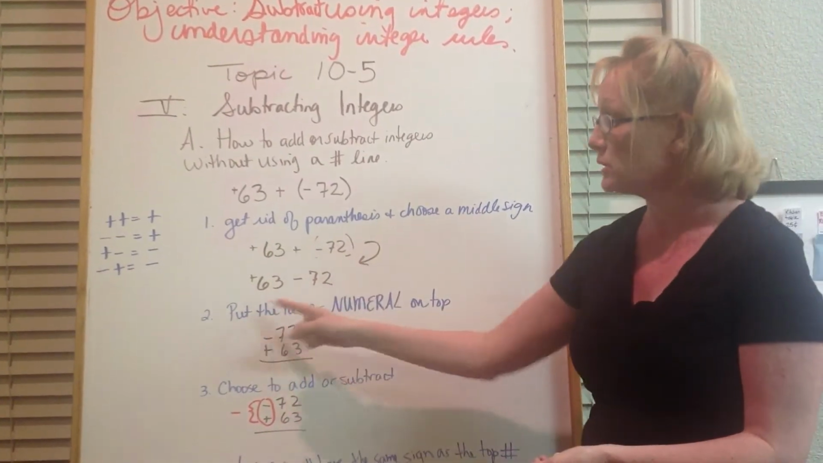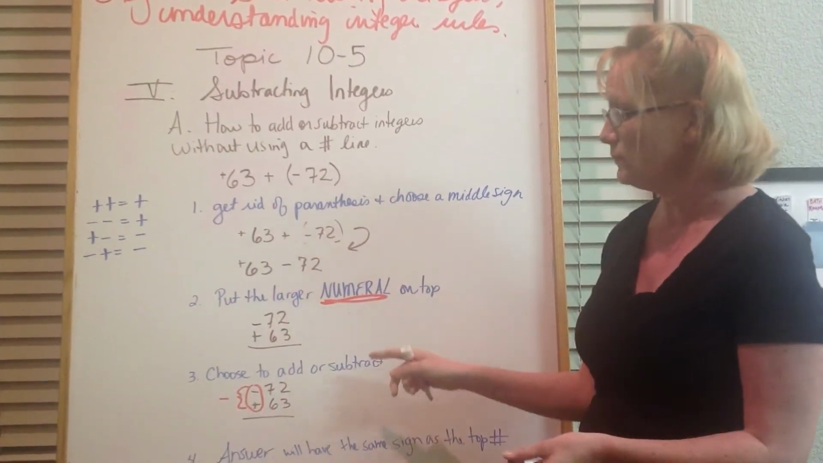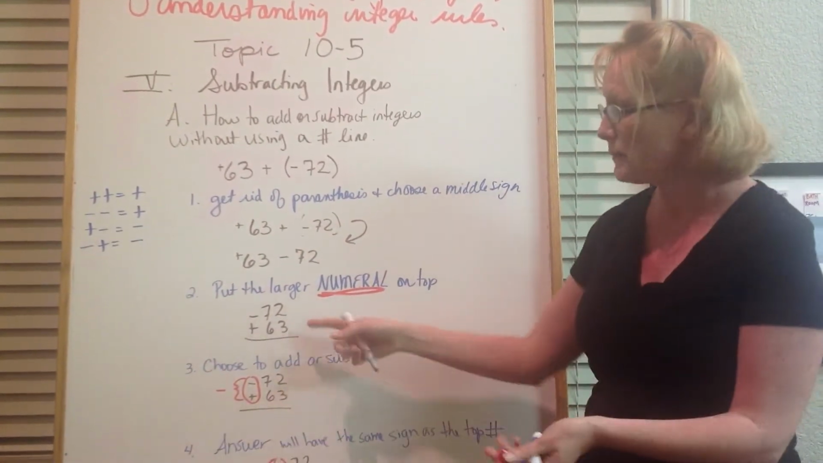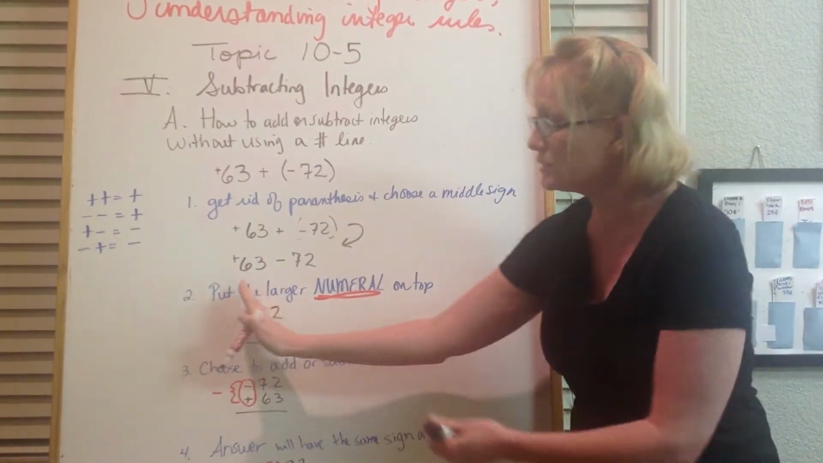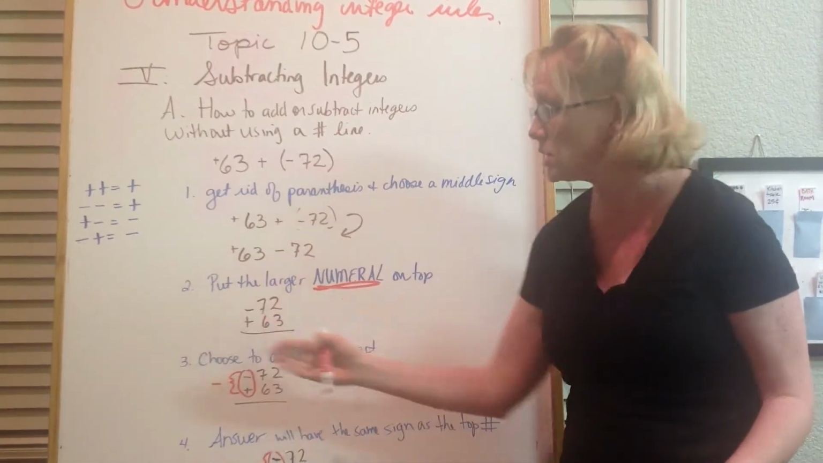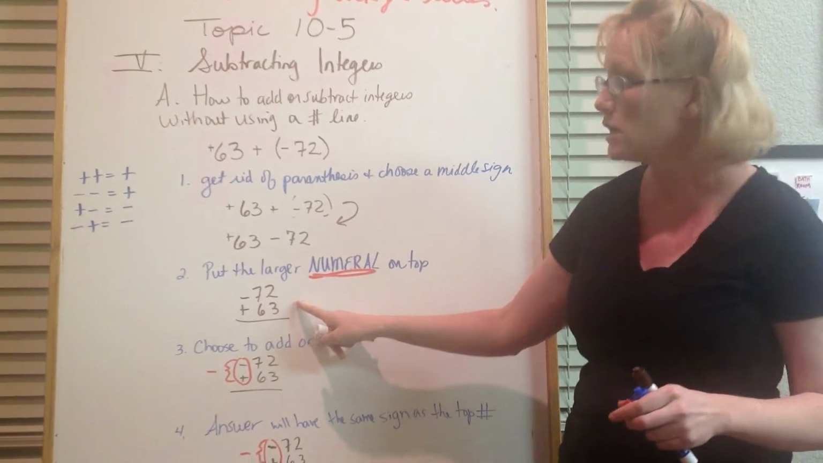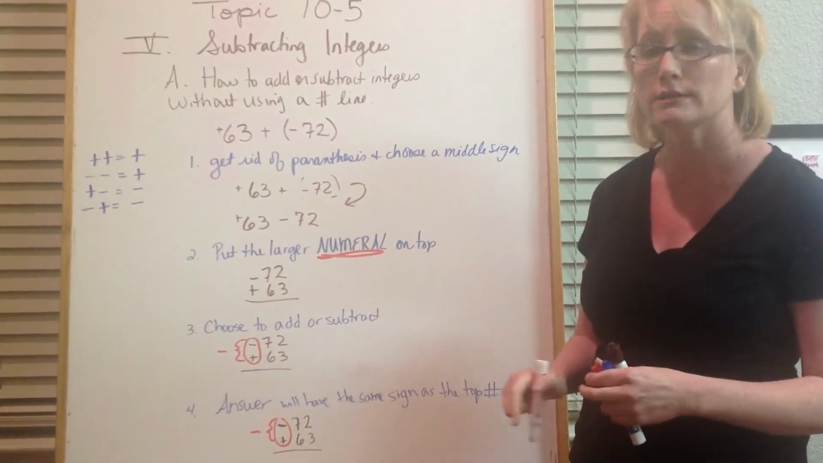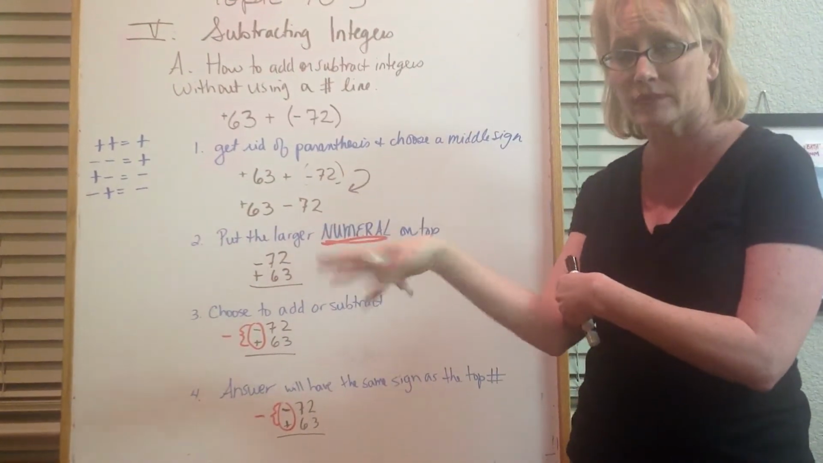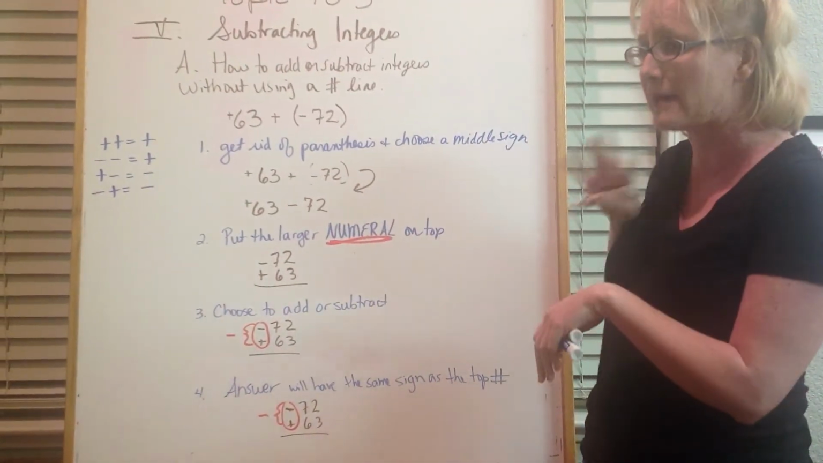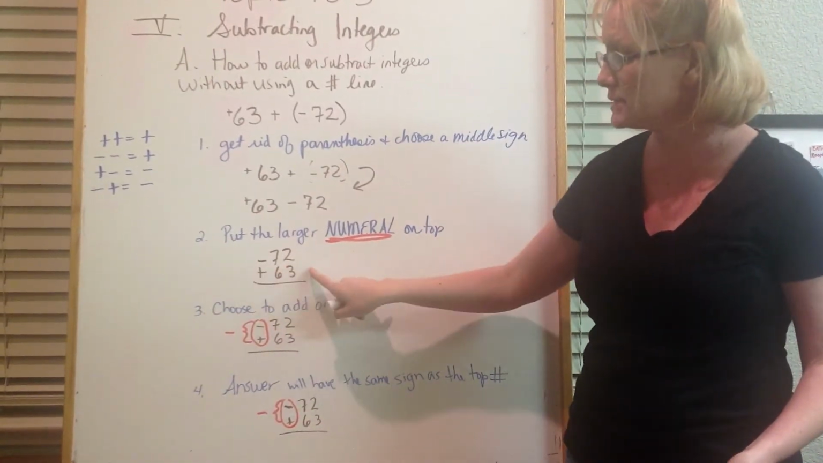Next step would be to put the larger numeral on top. I use the word numeral because I don't want you to put the larger number. Positive 63 is larger than negative 72. But I just want you to look at the numbers themselves, not the signs. Those are the numerals. Which numeral is bigger? 72 is bigger than 63. So I'm going to put the larger numeral on top. Make sure you keep its sign. The signs belong to it. It's like its arm, okay? You don't want to chop off the arm. It makes it sad, okay? So negative 72 and positive 63.